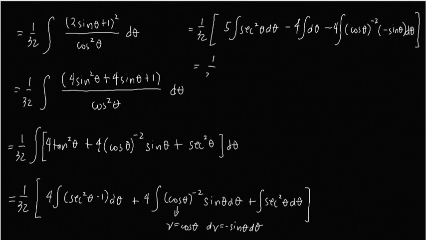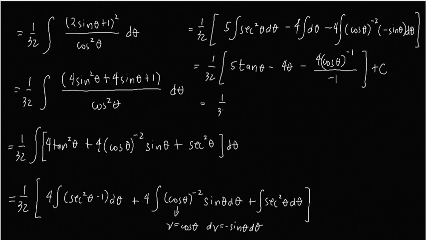So this is 1 over 32 times 5. What is the integral of secant squared of theta d theta? That is tangent of theta. So this is minus 4 theta. Then this will become what? Minus 4 times cosine theta raised to negative 1 all over negative 1 plus c. So we have 1 over 32 times 5 tangent of theta minus 4 theta plus 4 times secant of theta plus c.